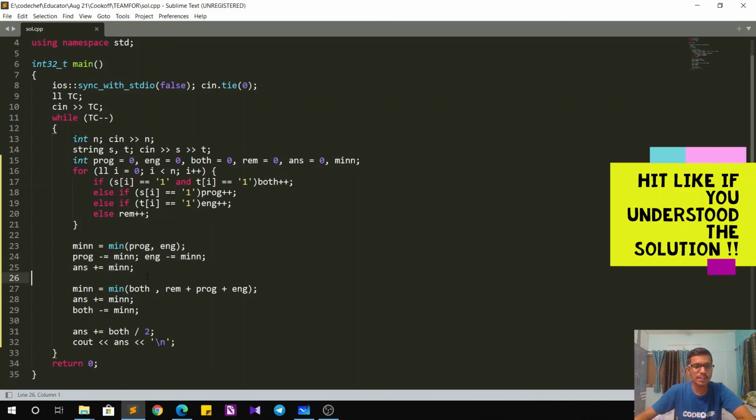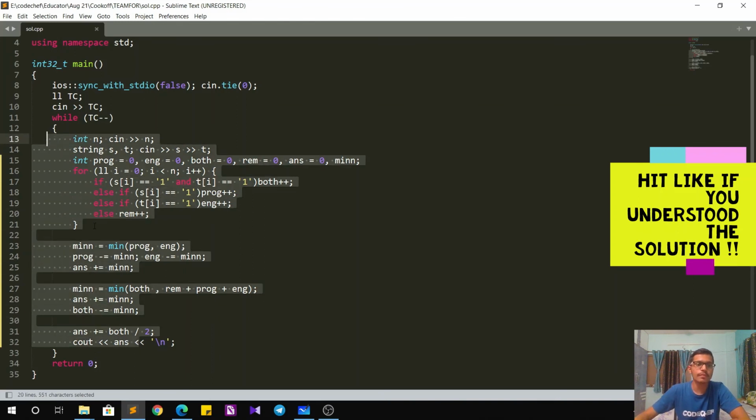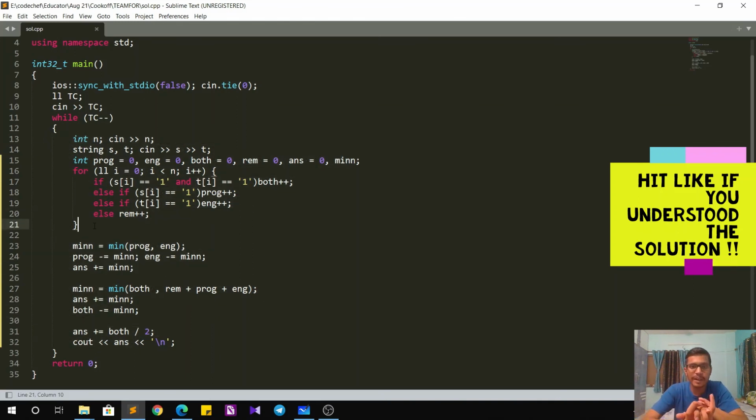The second contribution is pairing up the people who know both with all the remaining people. So remaining plus programming plus English. I take the minimum, remove it from both, and also increment my answer variable. And finally, if there is some value remaining in both, I pair it up with itself. So in that case, answer plus equals both by 2. And finally, I get my answer. So pretty easy implementation in C++.